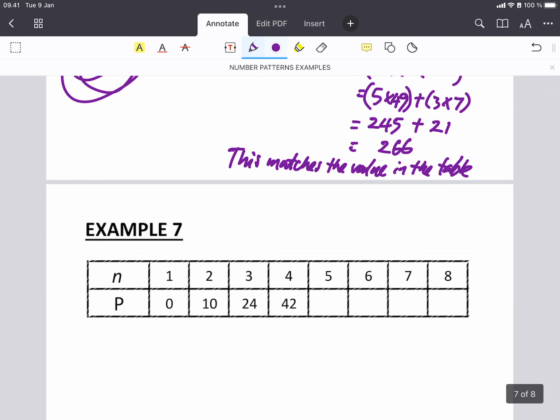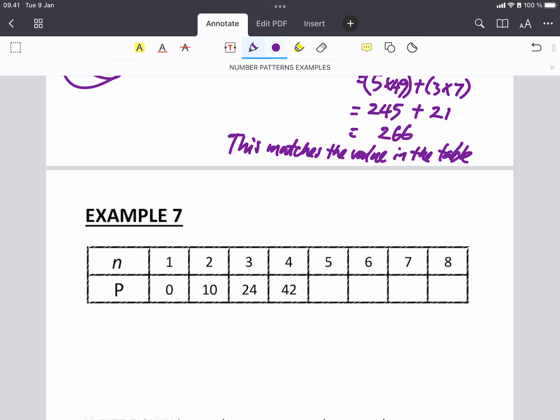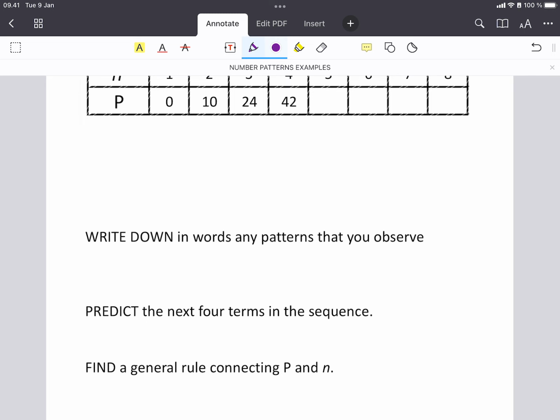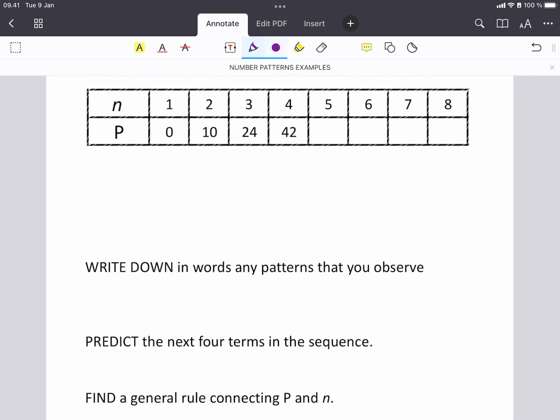Okay, another example. 0, 10, 24, 42. So exactly the same structure of question. Write down in words any patterns that you observe. The numbers are all even. Counting 0 as an even number. Predict the next 4 terms in the sequence.